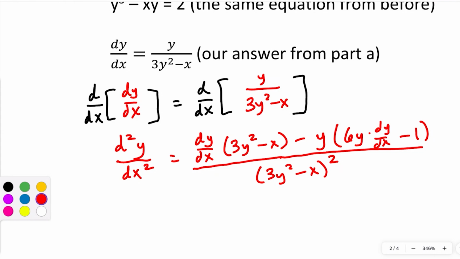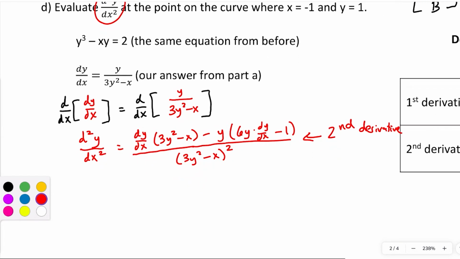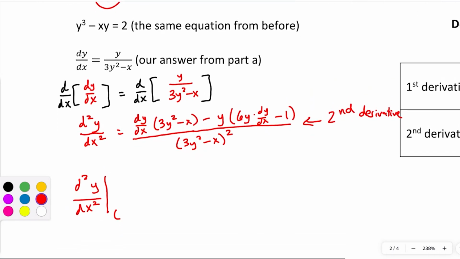Now, the question here is asking for us to evaluate the second derivative when x is negative 1 and y is 1. So we found the second derivative, right? This is the second derivative. But now we want to evaluate it at x equals negative 1 and y equals 1. So the second derivative evaluated at, what was it, negative 1, 1? Yeah, negative 1, 1.